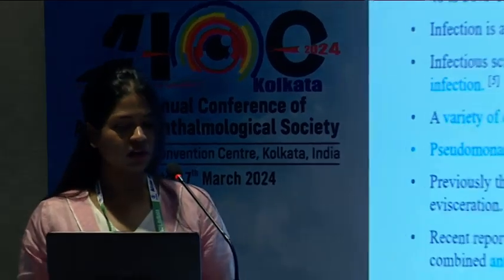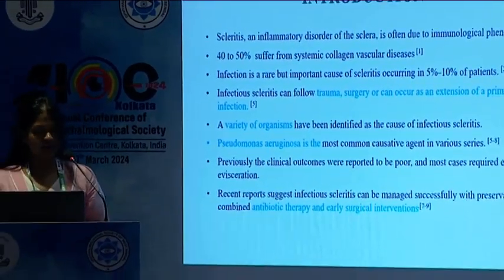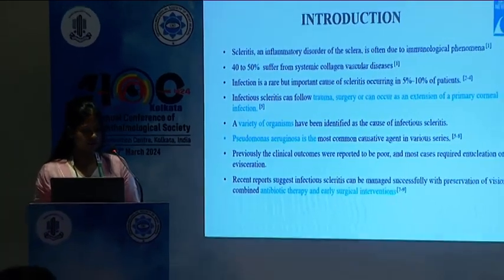Scleritis is an inflammatory disorder of the sclera. It is often due to immunological phenomena. 40 to 50% suffer from systemic collagen vascular diseases. Infection, though a rare but important cause of scleritis, occurs in 5 to 10% of patients.